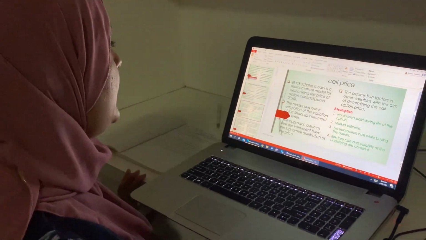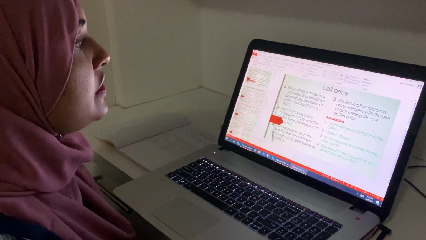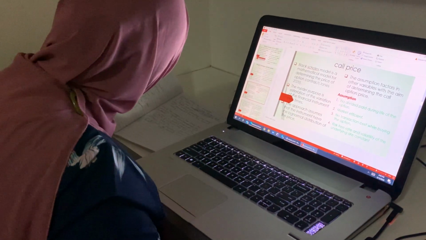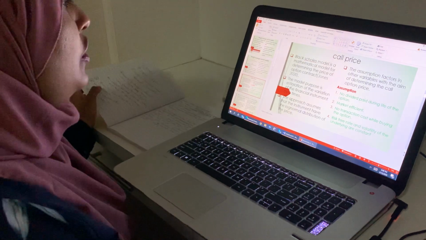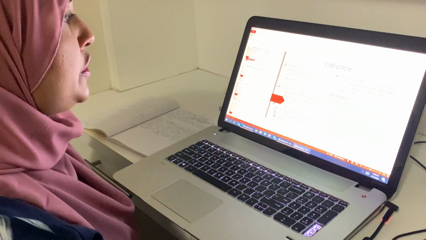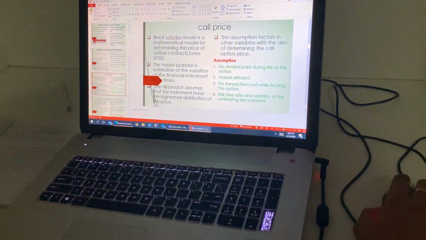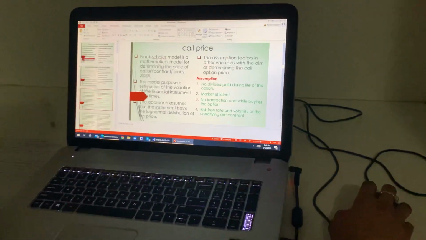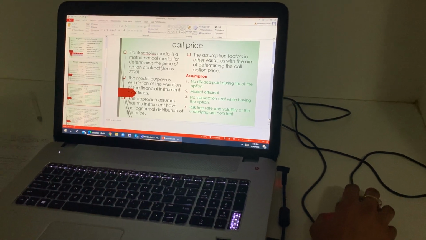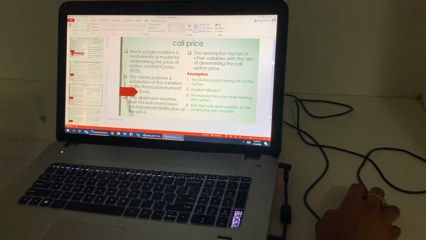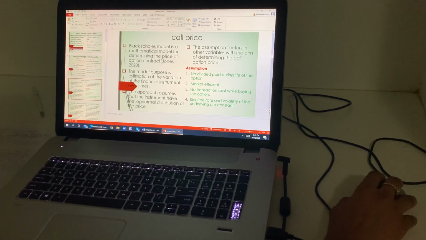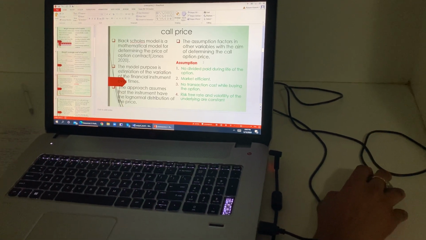Moving on to the next slide, we look at the call price, which is the Black-Scholes. The Black-Scholes model is a mathematical model for determining the price of an option contract, Jones 2020. The model's purpose is estimation of the variation of the financial instrument over time. The approach assumes that the instrument has a log-normal distribution of the price. The assumption factors in other variables with the aim of determining the call option price.